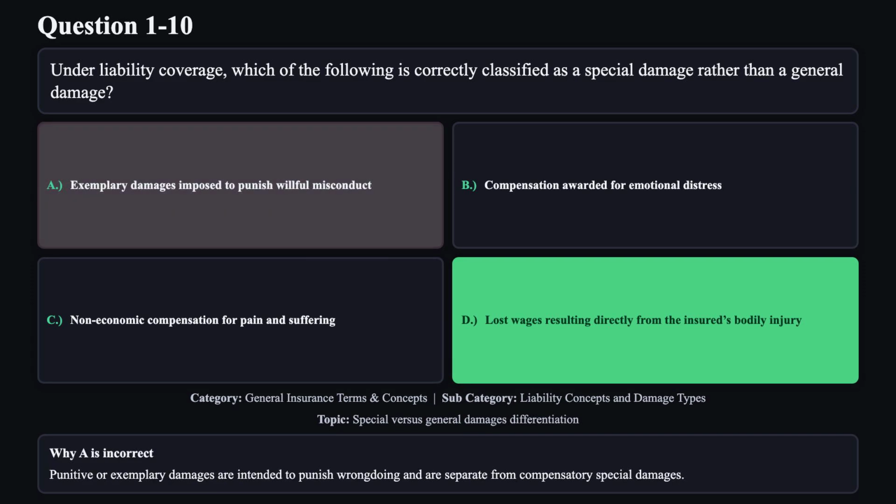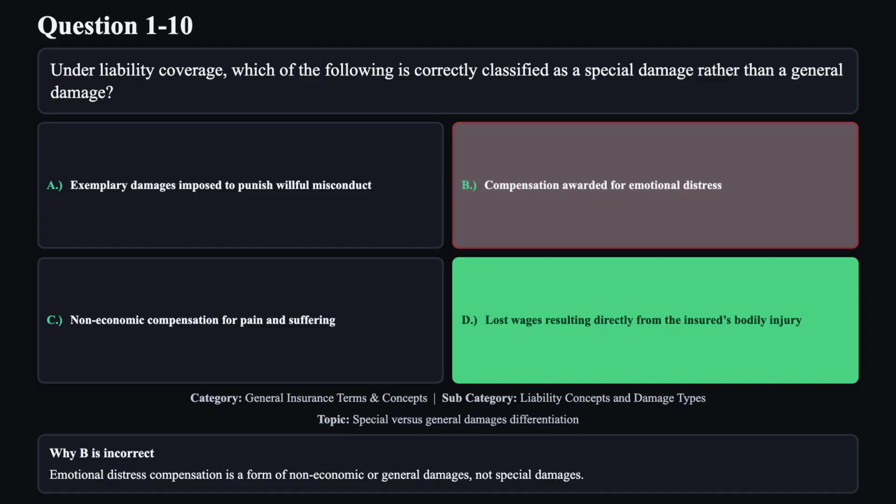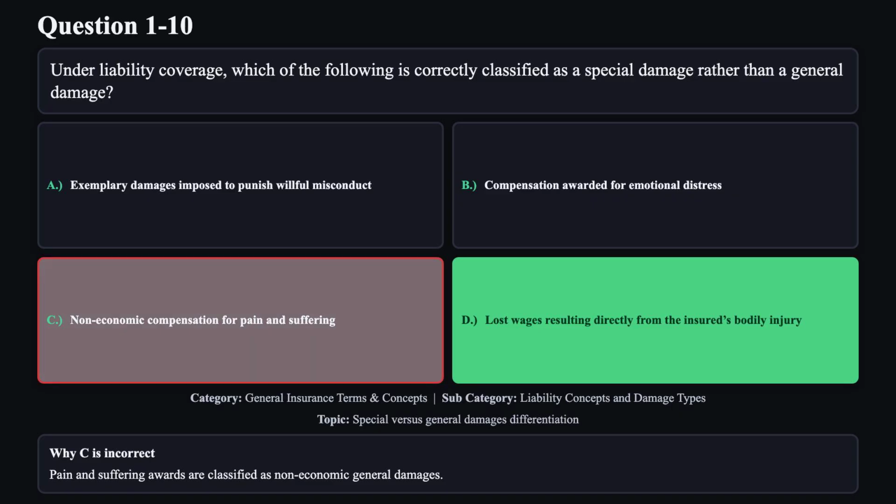Reason A is not correct. Punitive or exemplary damages are intended to punish wrongdoing and are separate from compensatory special damages. Reason B is not correct. Emotional distress compensation is a form of non-economic or general damages, not special damages. Reason C is not correct. Pain and suffering awards are classified as non-economic general damages.